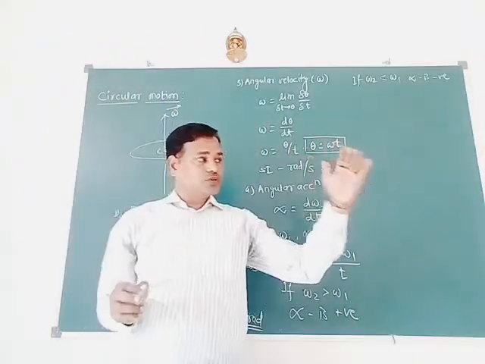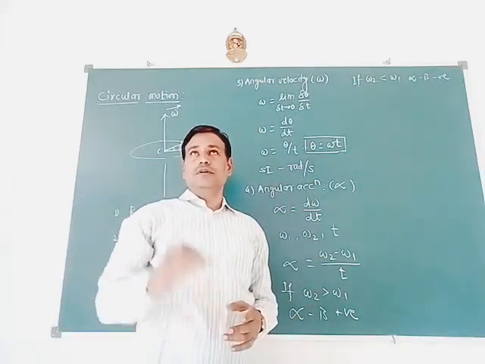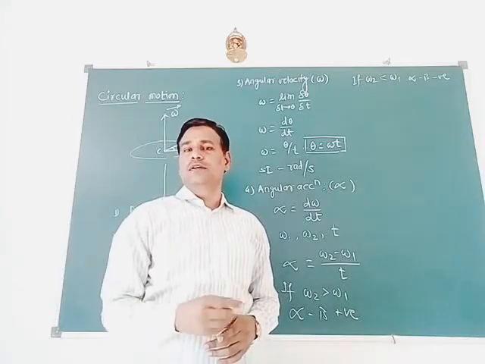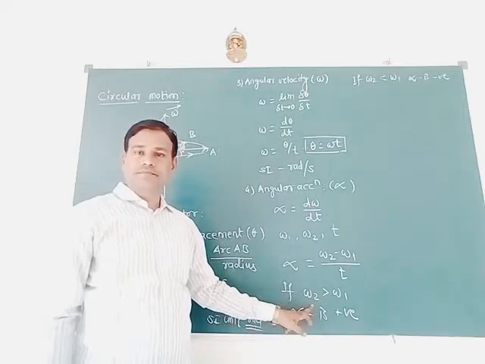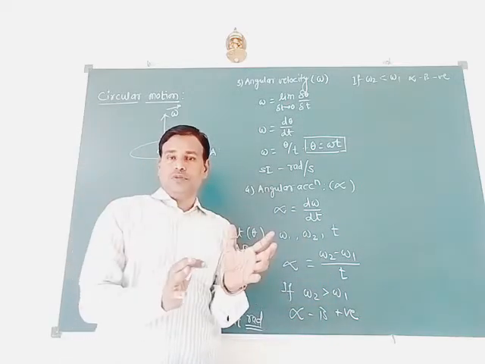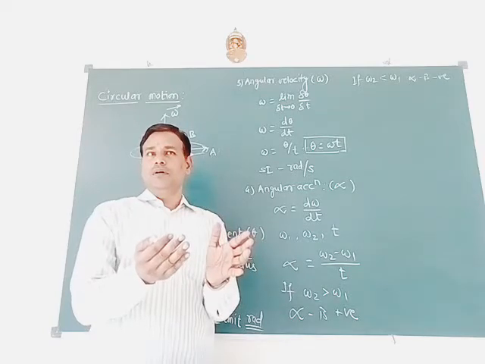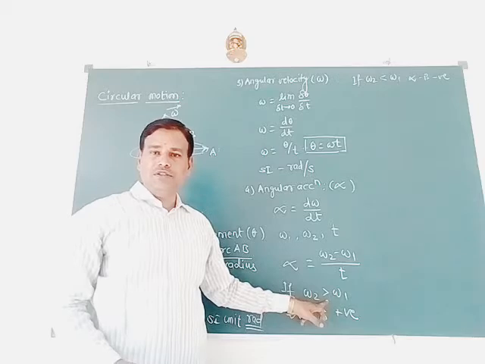So if we switch on the fan, what happens? Its speed increases, the number of revolutions increases. At that time, the acceleration produced is like this. Initially, the fan was moving with, suppose, 50 rpm. Its speed increases to 100, positive acceleration.